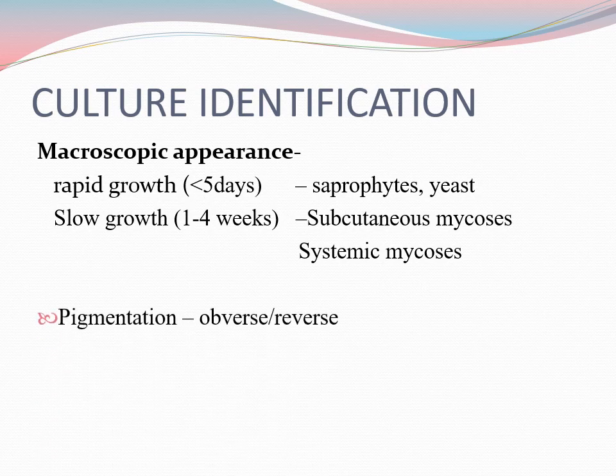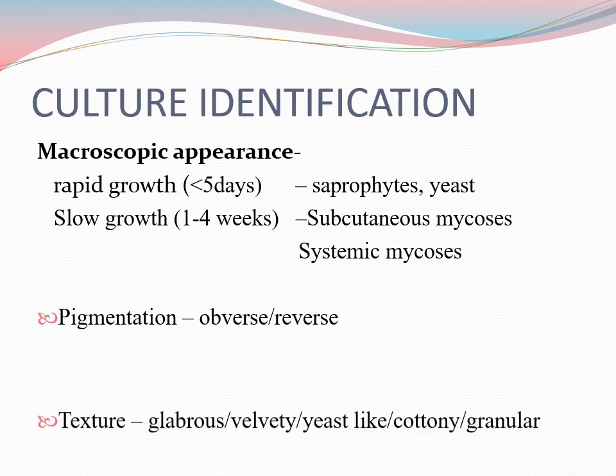Then pigmentation. Once we have noted the time taken by the fungus to grow, then we look at pigmentation. We have to look at the slant when we are seeing this tube of fungus. We see the pigment that is showing on the colonies, and the reverse, meaning the back of the tube, which pigment. So we have to notice both the pigment on the obverse side and on the reverse side.